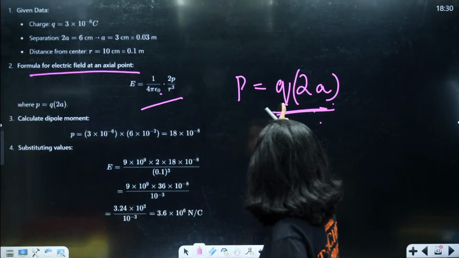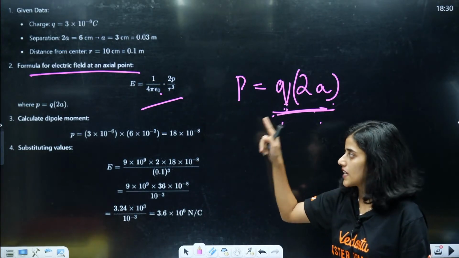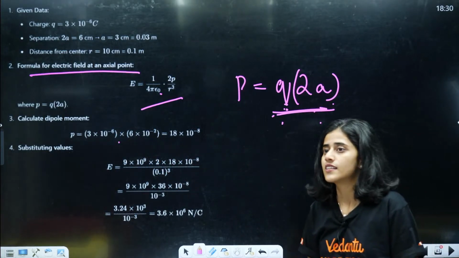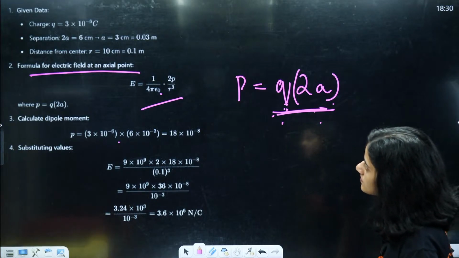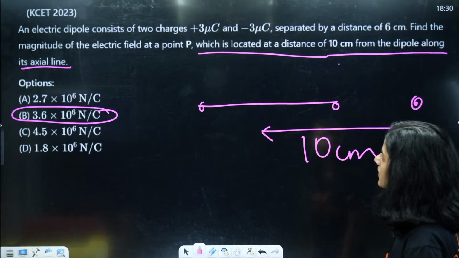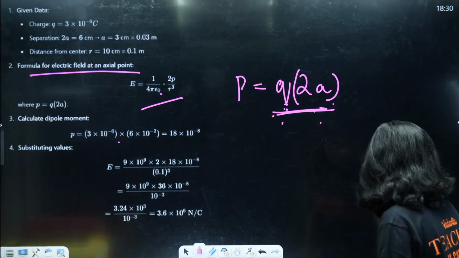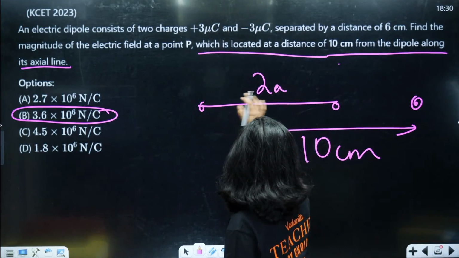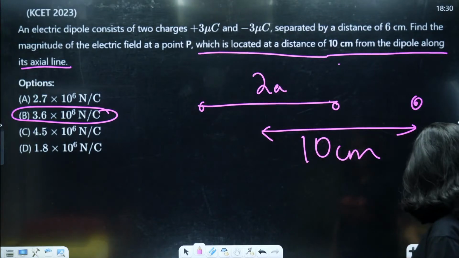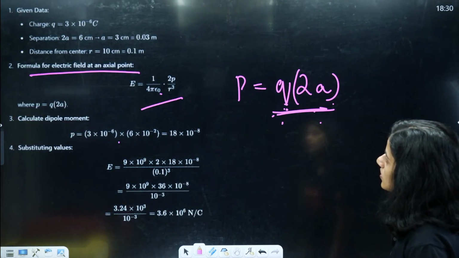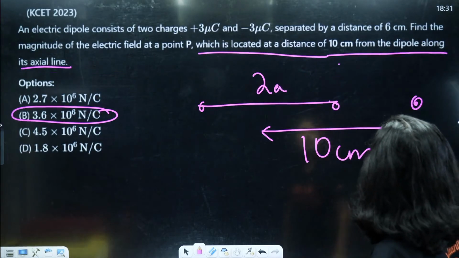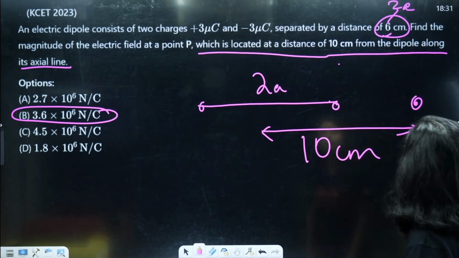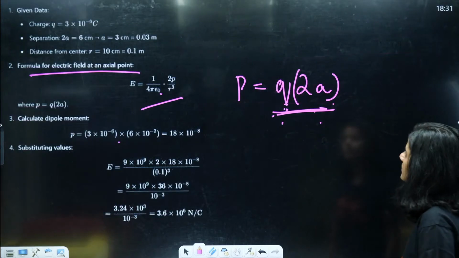So P would be, how much was your charge? 3 microcoulomb. So 3 into 10 raised to minus 6 into 2 times the distance, which is 6. So one more thing that you need to know here is the separation between the two charges is 2A. So is it given 6 centimeter? Yeah. So this 6 centimeter is 2A. So you have to use that here.